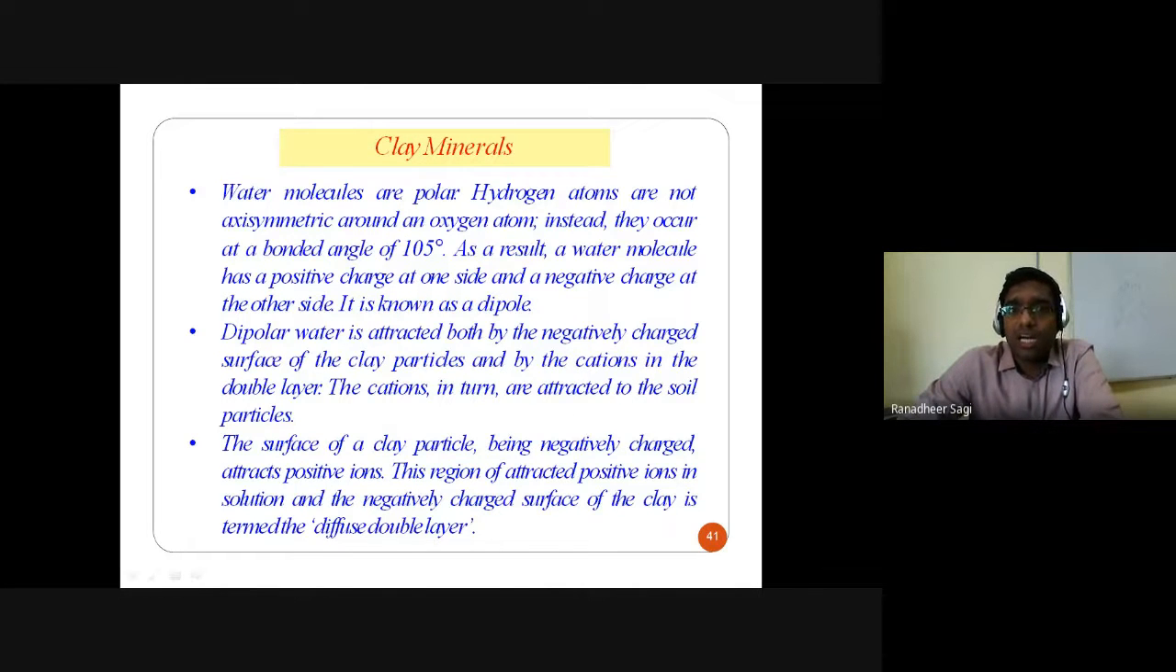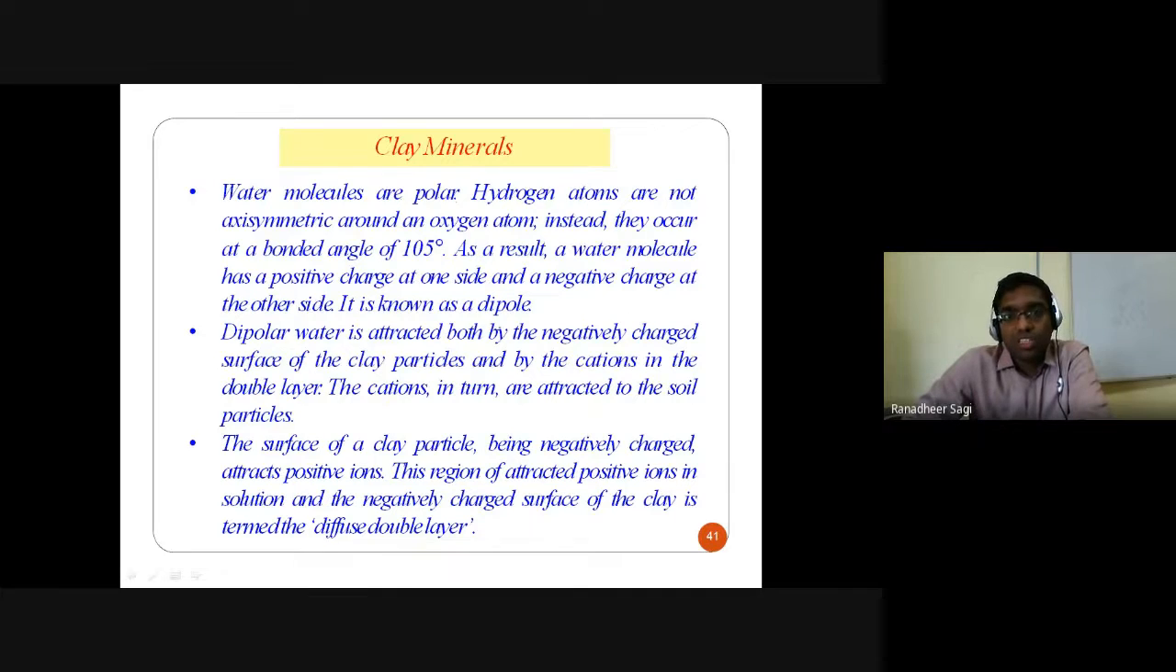Water molecules are said to be polar in nature. The hydrogen atoms existing in your water molecule are not axisymmetric around the oxygen atom. So the positioning of your hydrogen atoms is not axisymmetric with respect to the position of your oxygen atom, because of which the CG of your hydrogen atoms does not coincide with the CG of your oxygen atom, resulting in what is called the bipolar nature of the water molecule. As a result, a water molecule has a positive charge at one end and a negative charge at the other end.